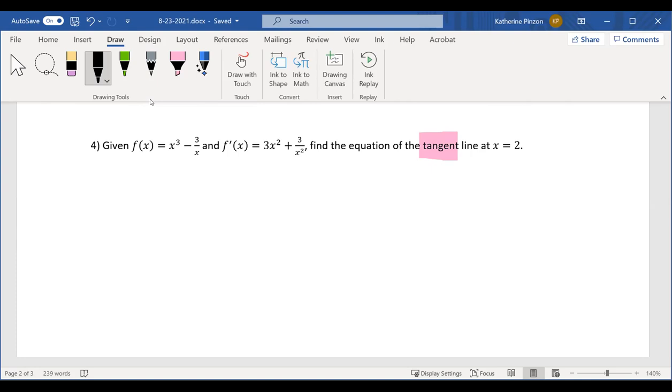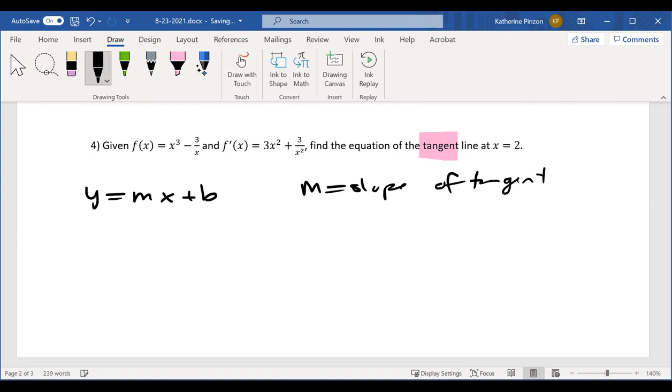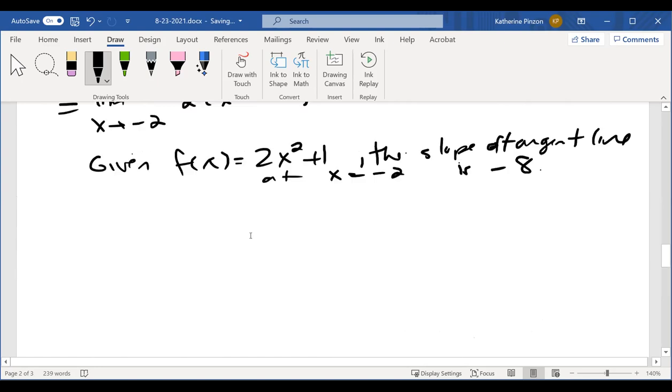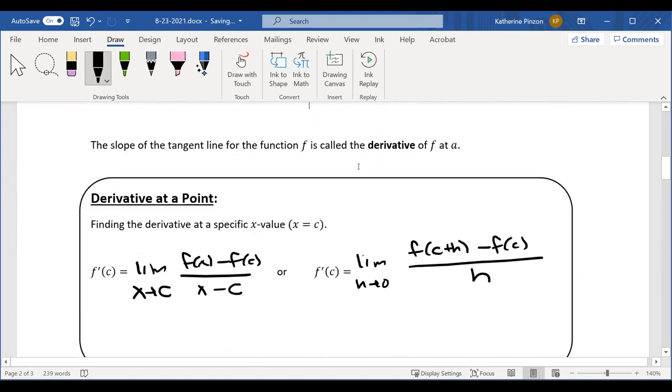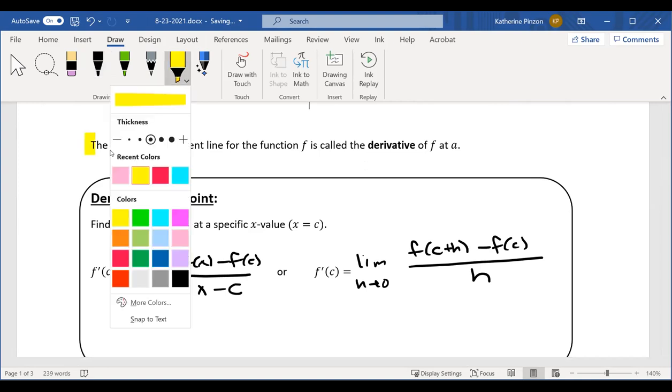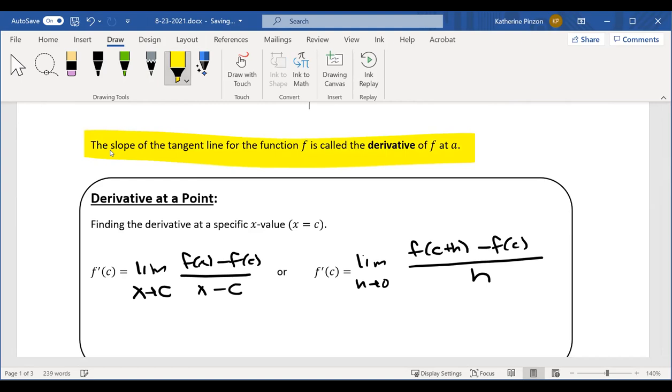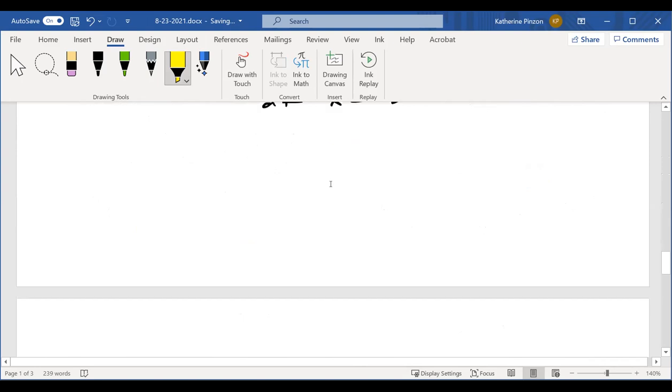Okay, y equals mx plus b, sure. What does m represent? M is the slope, so I need the slope of the tangent line. Hey, what did we just learn is the same as the slope of the tangent line? The derivative, yeah, at that point. There's my important fact of the day. The slope of the tangent line for the function f is called the derivative of f at that point A.